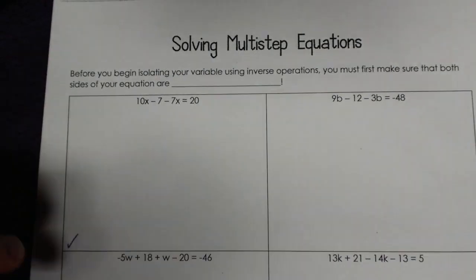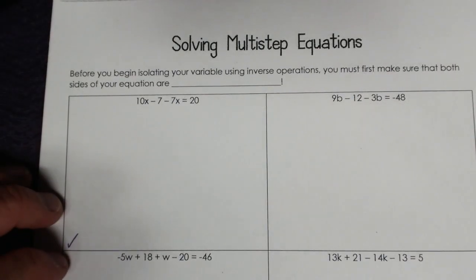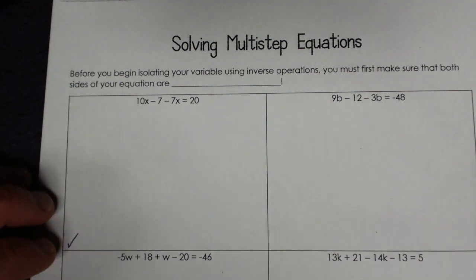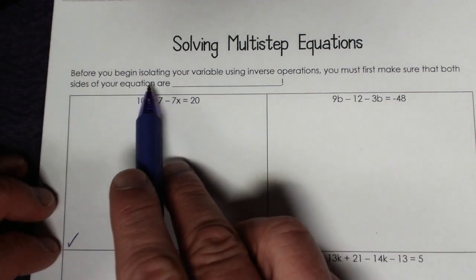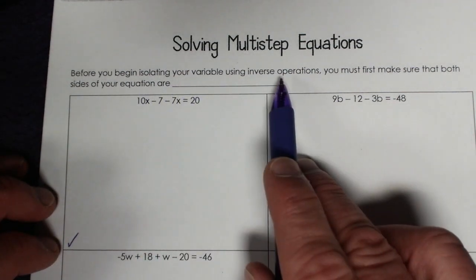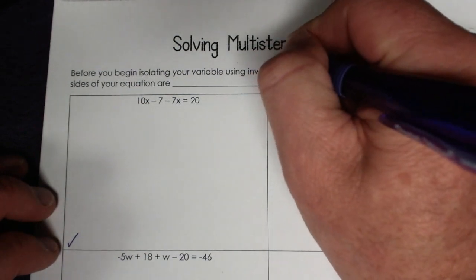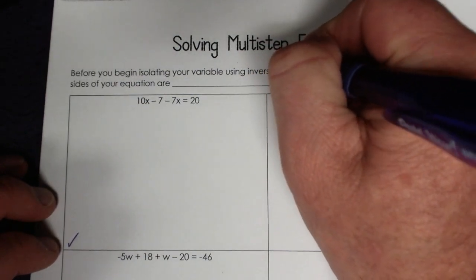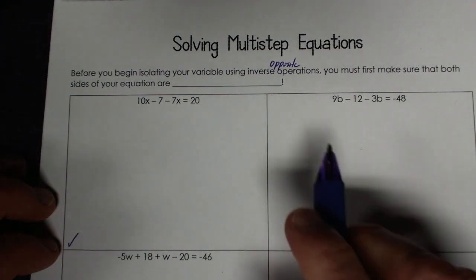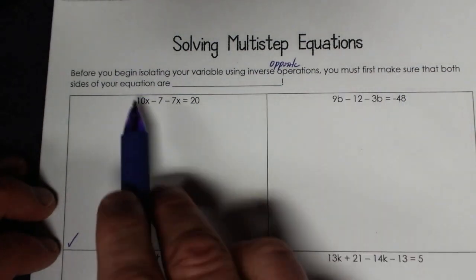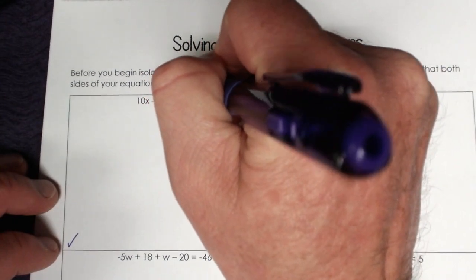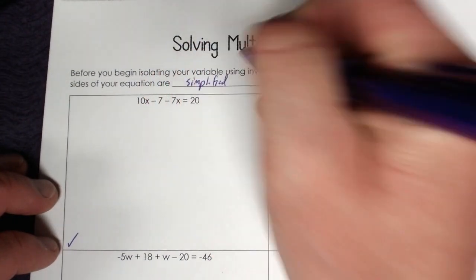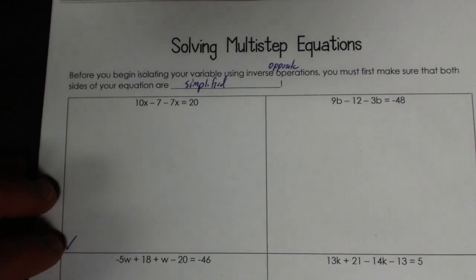This is page 39 and 40 of the equations. We're going to solve multi-step equations. I'm going to do 3 of them. So let's begin by filling in the blank. It says before you isolate the variable by using inverse operations or opposite, we talked about that last week, you must first make sure that both sides of the equation are, I'm going to put, simplified. Okay, and I'll show you what that means in these examples.